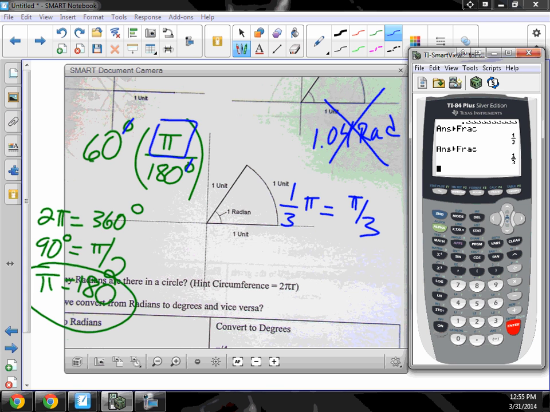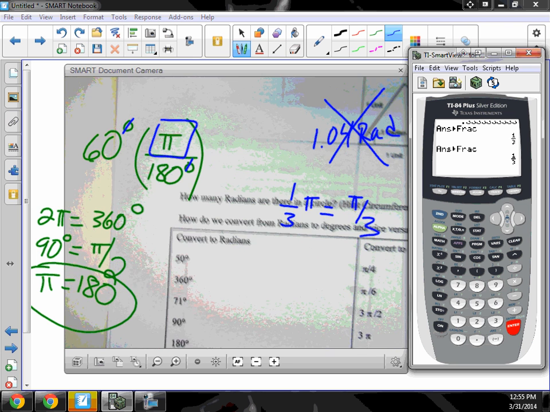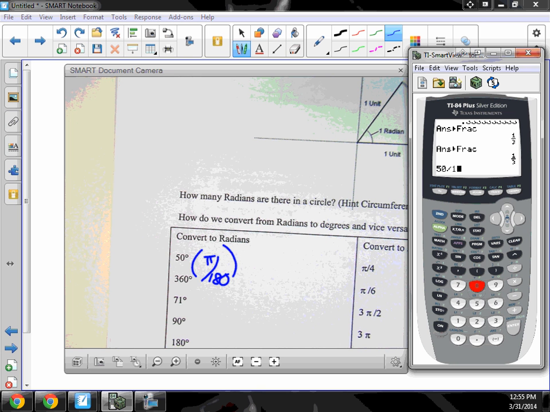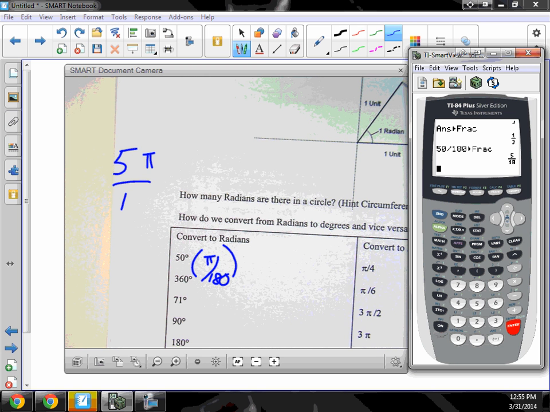Do you see how I did that? So let's look at the first one, 50 degrees. So for 50 degrees, I'm going to times it by pi over 180. When you calculate it, never plug the pi into your calculator. Okay? If you're looking for an angle, if your answer is going to be an angle, never plug pi into your calculator. Just use the coefficients on pi, 50 over 180, and we get 5 pi over 18. Can you guys handle that? So this is going to be part of your homework.